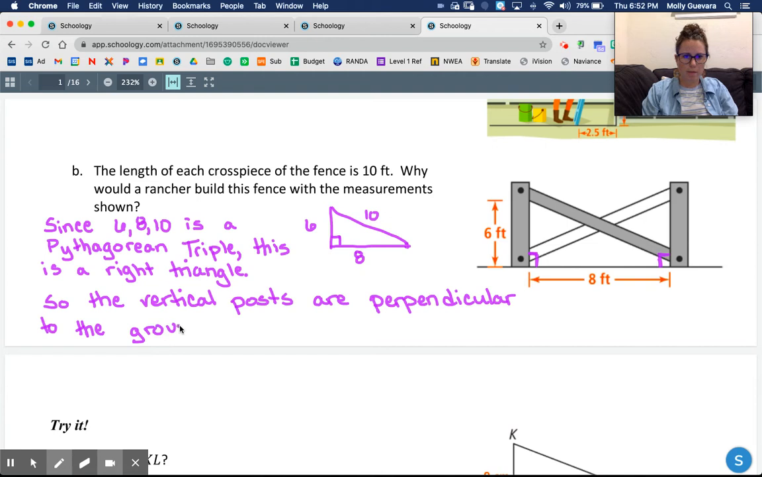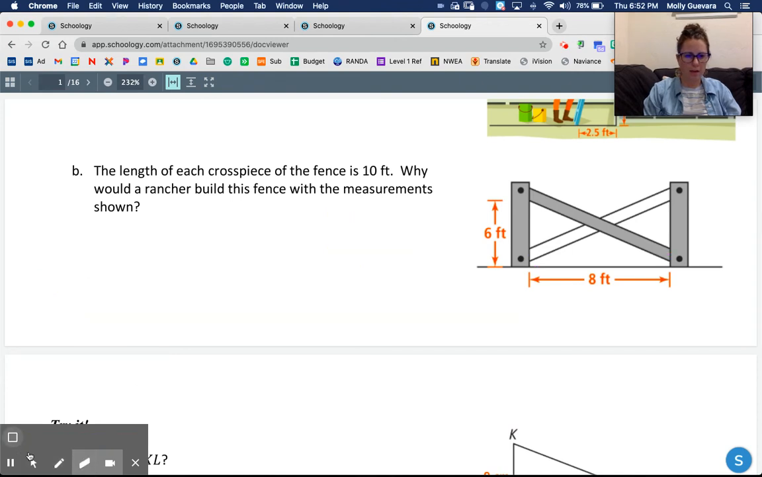So what does that mean since they're perpendicular to ground? It means that they're more sturdy. So when a rancher is building his fence, he wants it to be sturdy, right? So he wants those vertical posts to be perpendicular to the ground. So let's look at a couple try-its that I want you guys to try, and then we'll go over them.